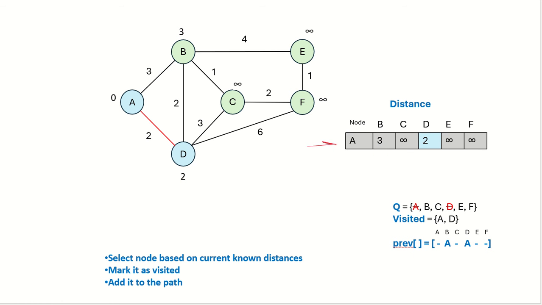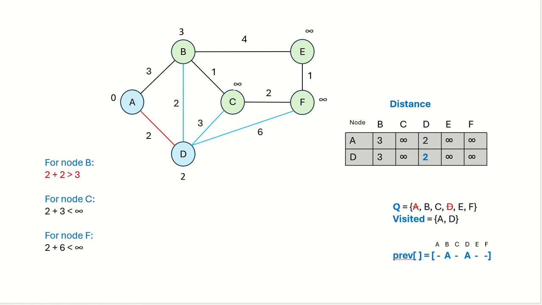Now we check this distance vector and see which node has the minimum known distance. A is already visited, so we do not consider A. Out of the unvisited nodes, we see that D is having the minimum known distance. So we will select the node based on current known distances, mark it as visited and add it to the path. So D is now marked as visited and added to the path over here. Now D becomes our next node under consideration.